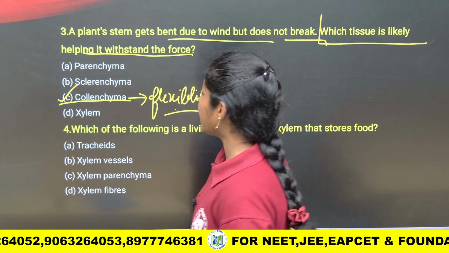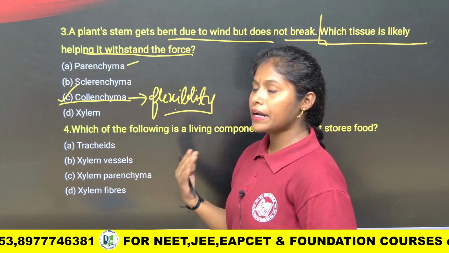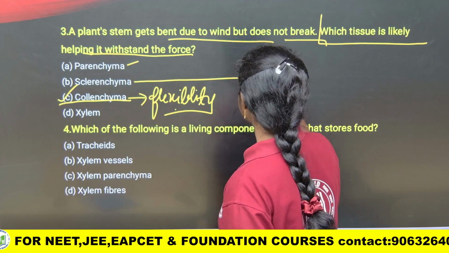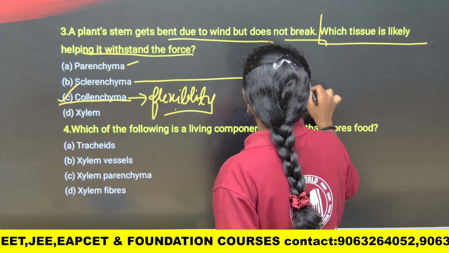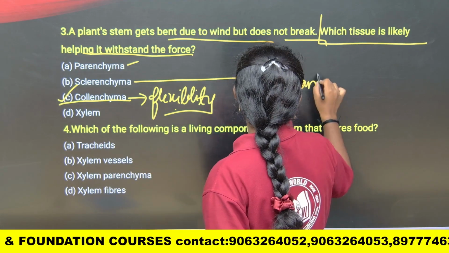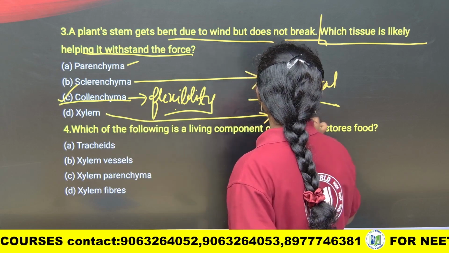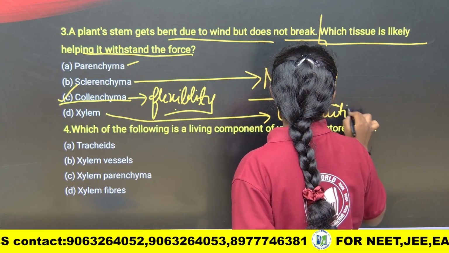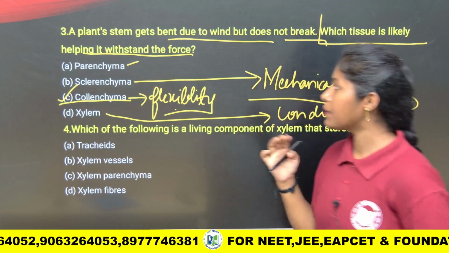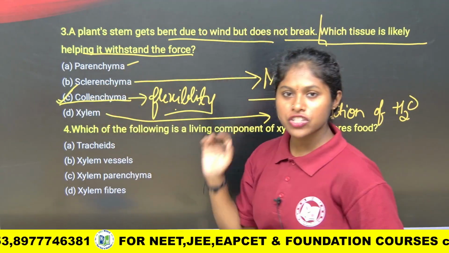Right, children? So the parenchyma is an abundant tissue, a living tissue present in the soft parts of the plant, and sclerenchyma is mainly involved in mechanical strength. The plant withstanding adverse conditions of the environment is due to sclerenchyma. And the xylem is mainly for the conduction or transportation of water. Which tissue is helping to withstand this force? The answer is collenchyma, children.